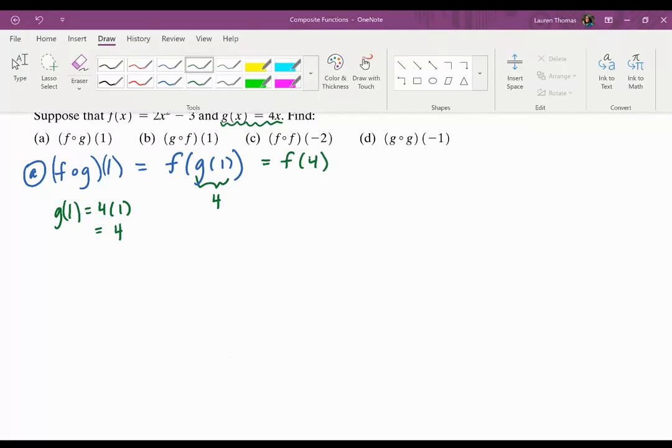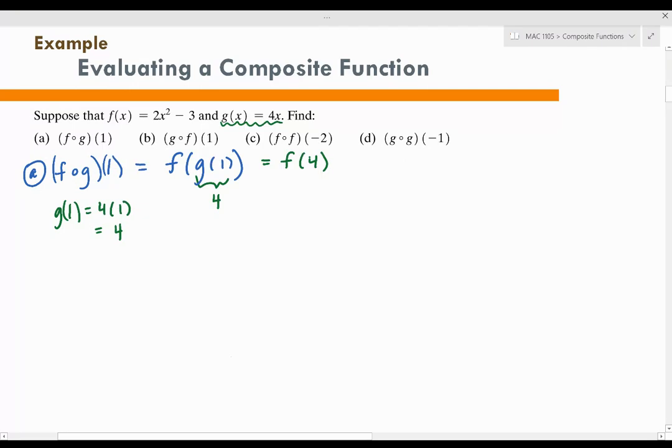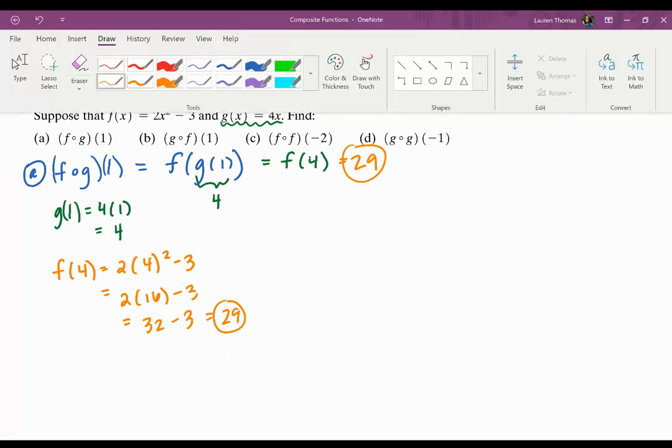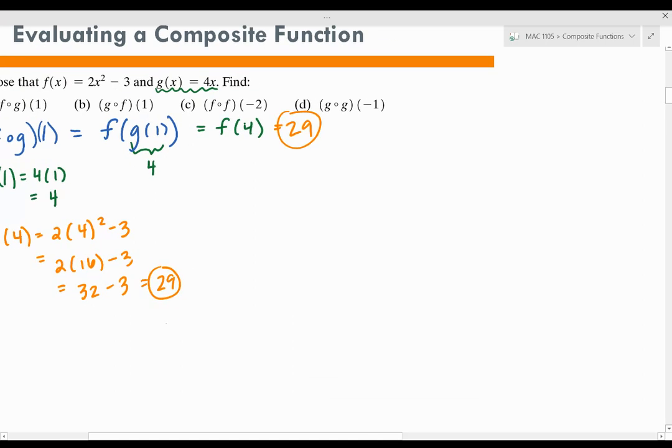Let's do it in a different color. Now I'm going to do f of 4. That means everywhere in the f function where there's an x, I'm going to plug in 4. So I have 2 times 4 squared minus 3. 4 squared is 16. 2 times 16 is 32. Minus 3 is 29. So my answer for that problem would be 29. Cool. Let's try B. Let's change back our colors.